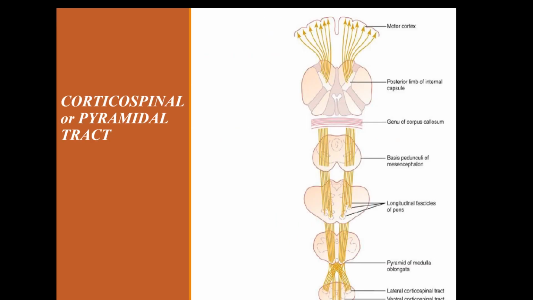You can see that from the motor cortex, they are going to pass through the posterior limb of the internal capsule, and then pass through the midbrain, and through the pons in the form of longitudinal fascicles, and then they're going to pass through the medulla oblongata, and over there the decussation is going to take place. Ultimately some of the fibers cross to the opposite side, some of them do not cross, and so this leads to formation of the ventral corticospinal tract and the lateral corticospinal tract. So we have to know what the corticospinal tracts are, and you are supposed to draw and label them.